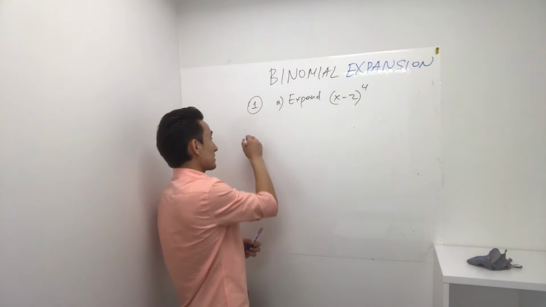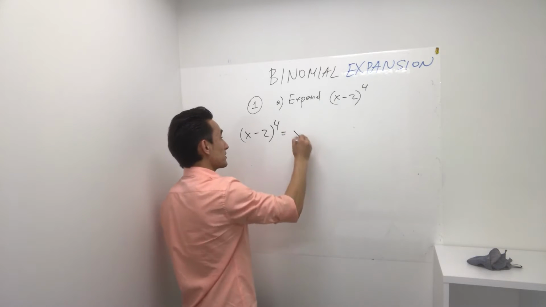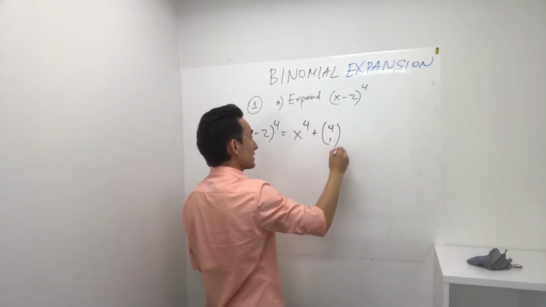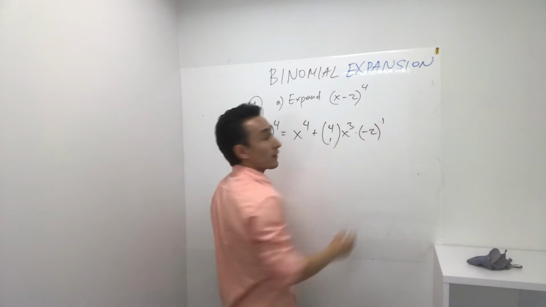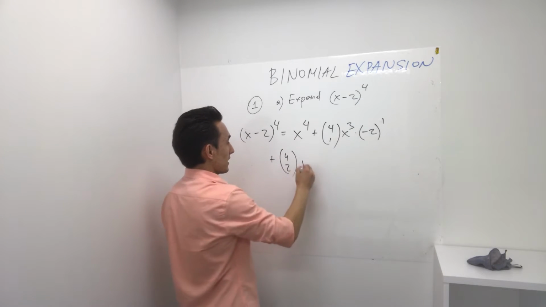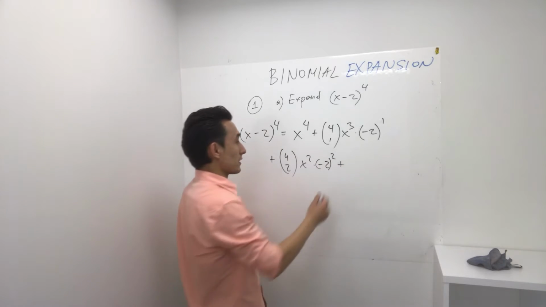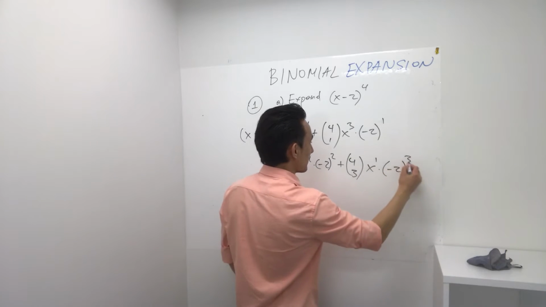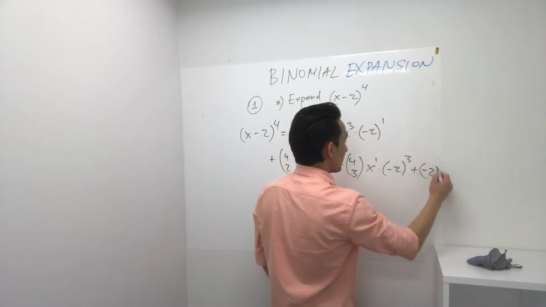So (x - 2) to the power of 4. This will be equal to first term x to the power of 4 plus the next term, 4 choose 1 times x cubed multiplied with negative 2 to the power of 1. The next term after this is plus 4 choose 2 times x to the power of 2 times negative 2 squared. After this it's 4 choose 3, right? 4 choose 3 and then x to the power of 1 times negative 2 to the power of 3. And then the very last term is very simple, negative 2 to the power of 4.